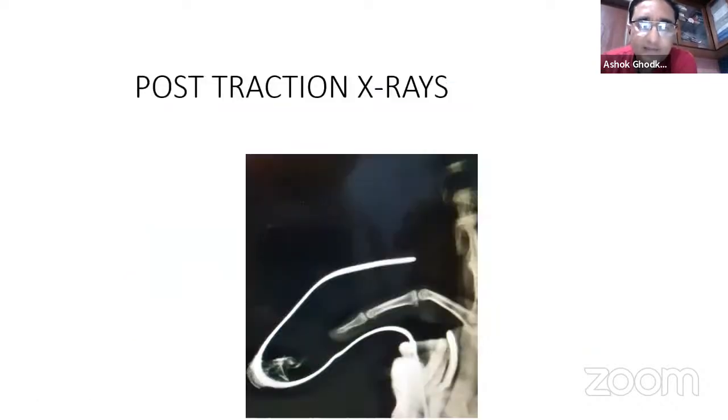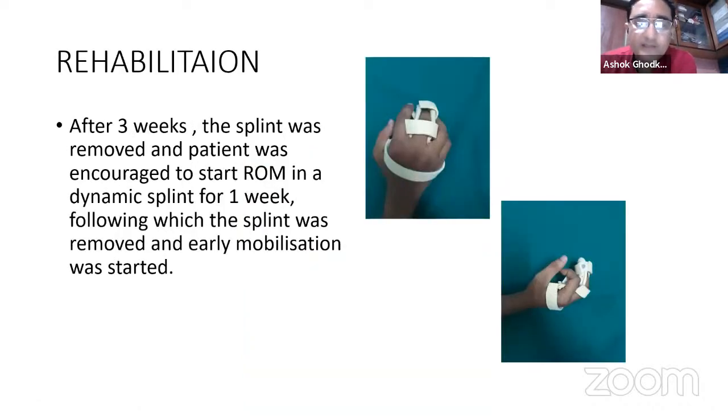So nice reduction. So we keep this static splint for 3 weeks, and once the fracture becomes gummy, then we start all the mobilization techniques we have. So this is after the removal of the splint, we give such kind of a dynamic splint and take the early mobilization.